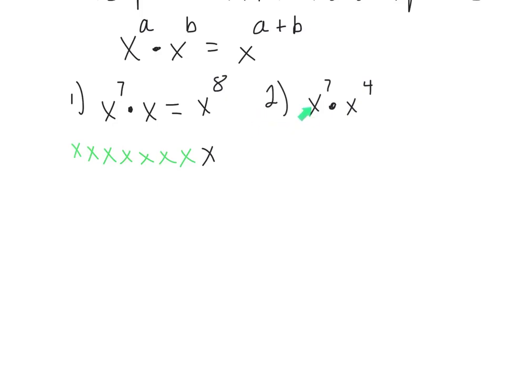Second example, x to the 7th times x to the 4th. So we are going to have all 7 x's written out times 4 more of them. That's why we are adding up the exponents, so x to the 11th.